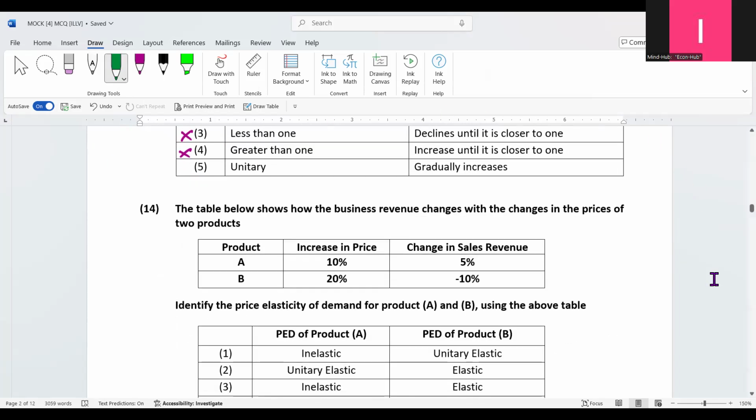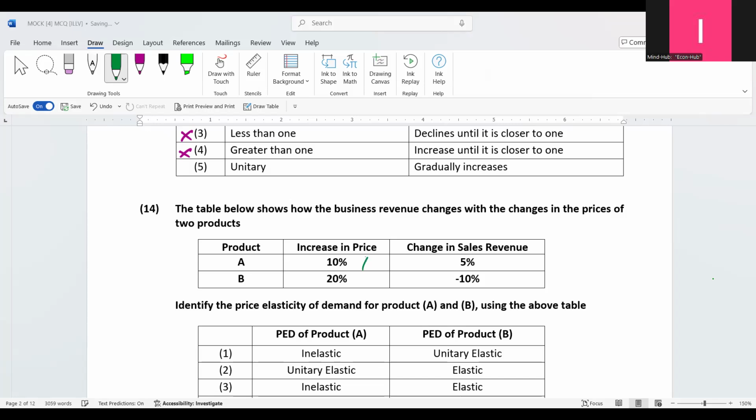Right. Then the table below shows how the business revenue changes with the change in the price of two products. Okay. Remember, what is given is not the percentage change in quantity demanded. What is given is the change in the revenue of the business. Okay. Revenue of the business. TR. Product A, product B. Price increases by 10%. The change in sales revenue is 5%.